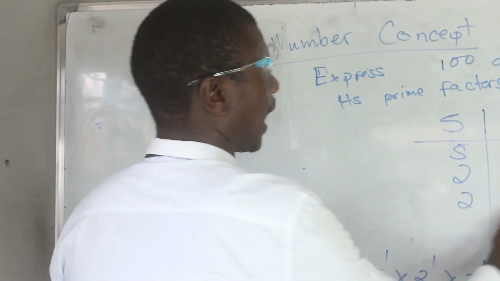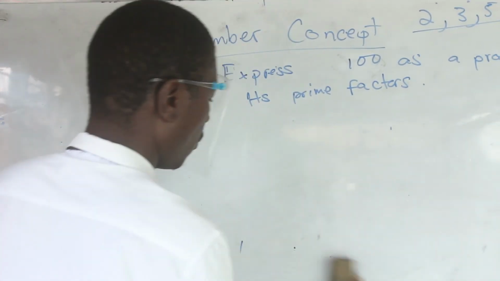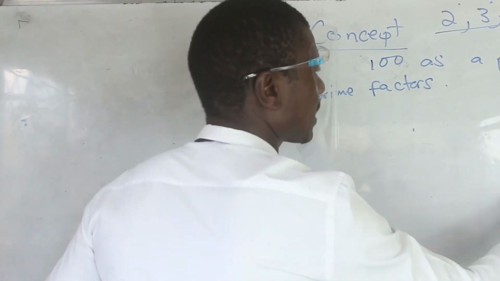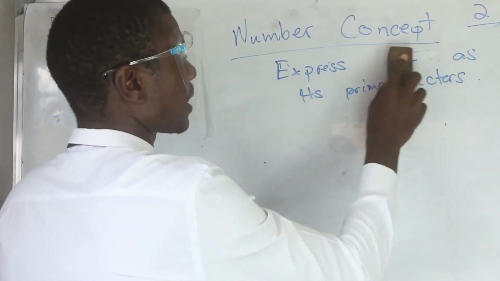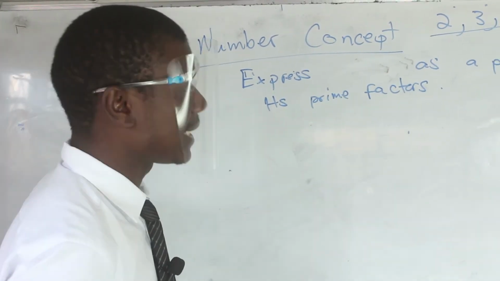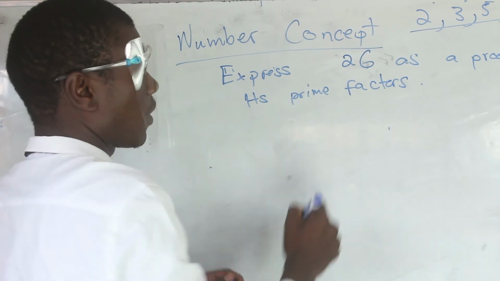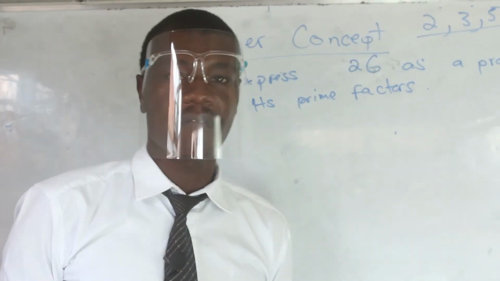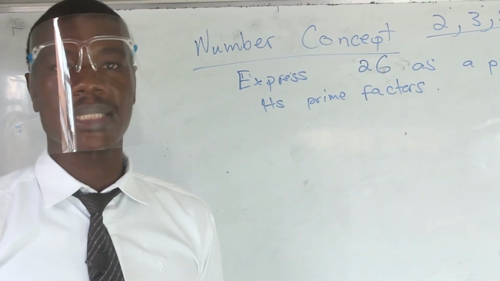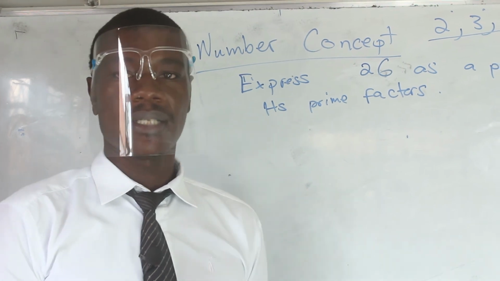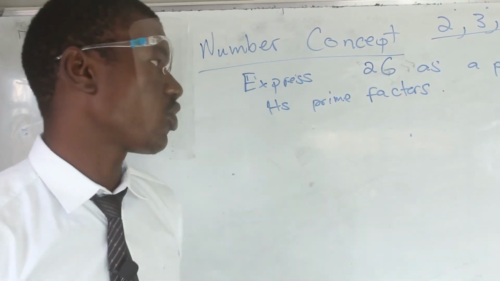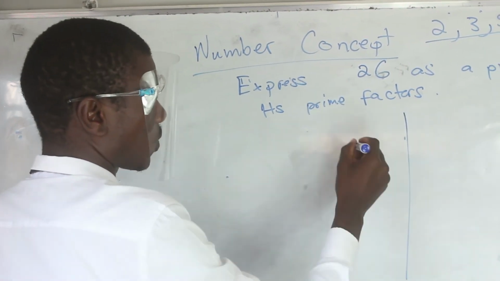So I'll write the last example on expressing as a product of prime factors. I'm going to express 26 as a product of prime factors. The reason why I've used 26 is because there is a difference between the first two examples that I want you to see.